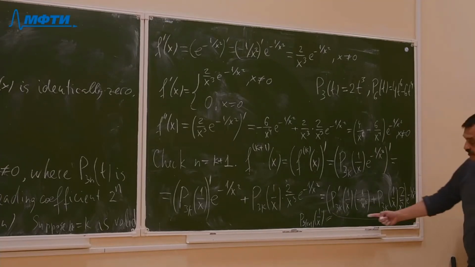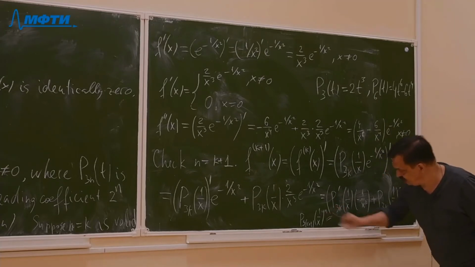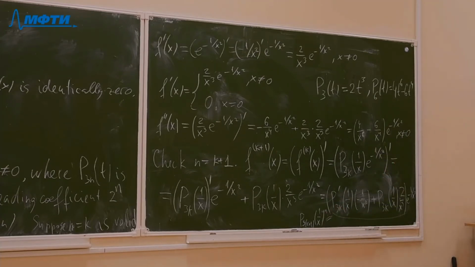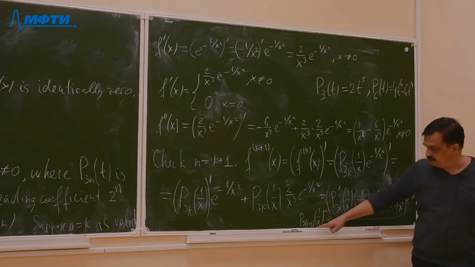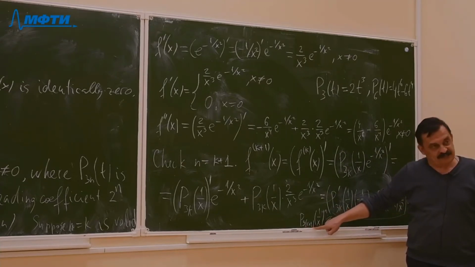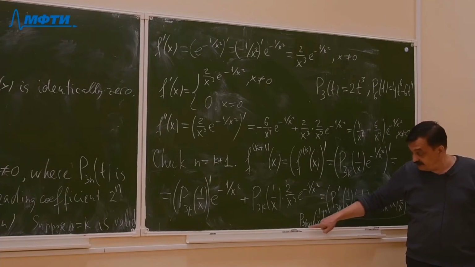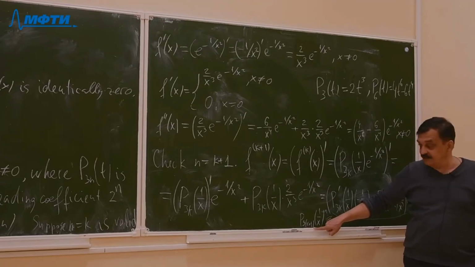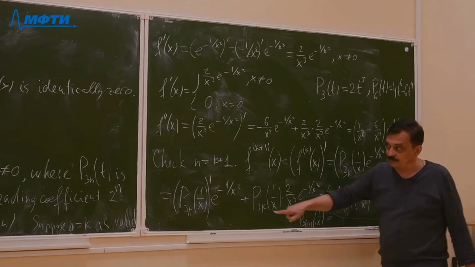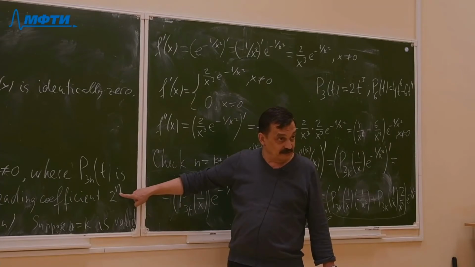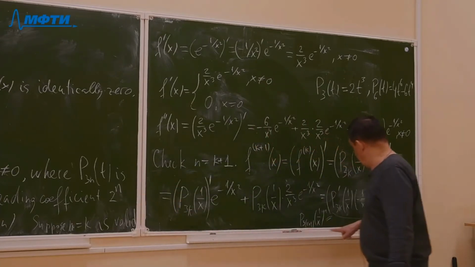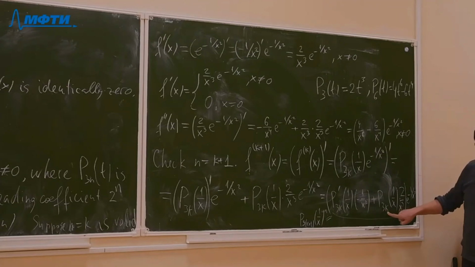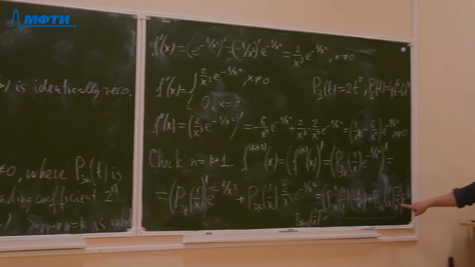So, that is what I want to check. Look, what is written here? P_{3k+3}, right? So, that is a polynomial of degree 3k plus 3 with leading coefficient 2 to the power k plus 1, right? Look, what we had here, that is a polynomial of degree 3k with leading coefficient 2 to the power k, right? I multiply by this one.